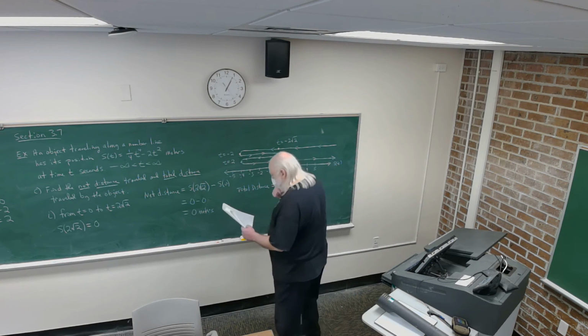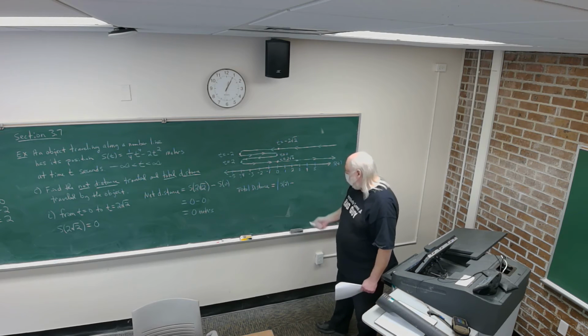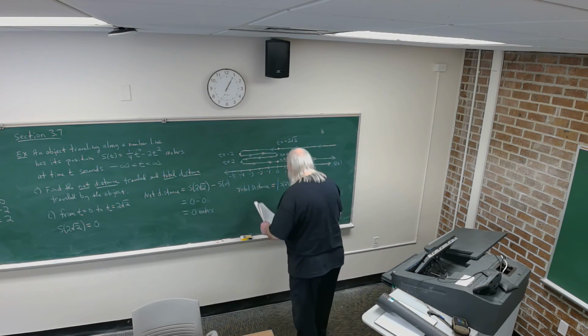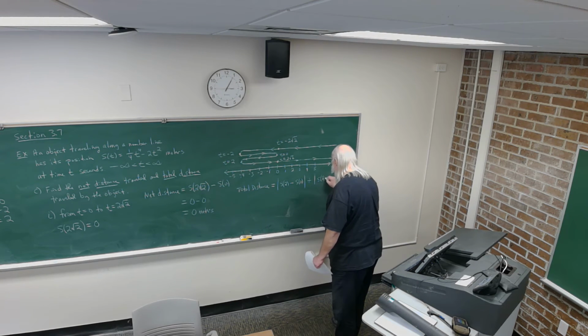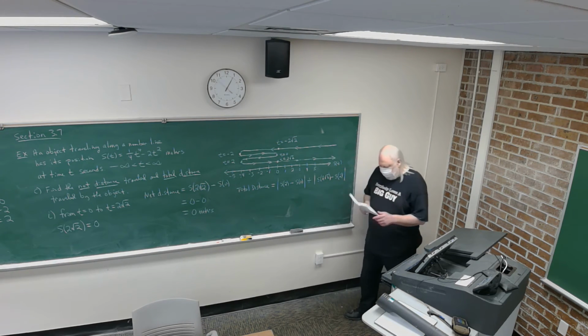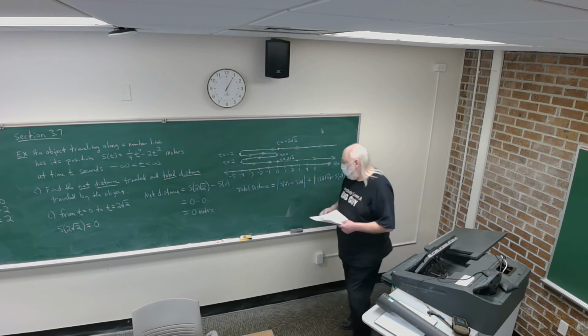So mathematically, that's equal to the absolute value of its position at t equals 2 minus its position at t equals 0. Then we add to that the absolute value of its position at 2 root 2 minus its position at t equals 2. And then you substitute, okay?